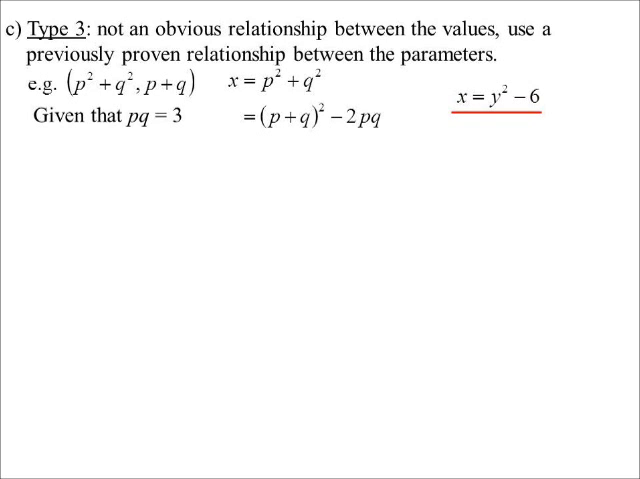The focal chord question that we looked at last week is an example of that. We needed the relationship pq equals negative 1 to prove that the point of intersection was always on the directrix.